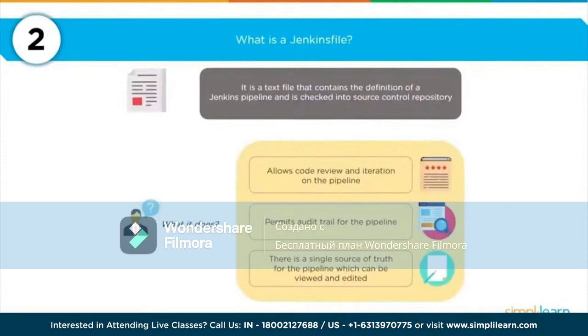The next question you'll be asked is, what is a Jenkinsfile? Simply put, a Jenkinsfile is a text file that has a definition of the Jenkins pipeline and is checked into a source code repository. This allows for three distinct things to happen. One, it allows for a code review and iteration of the pipeline. It permits an audit trail for that pipeline and also provides a single source of truth for the pipeline, which can be viewed and edited.